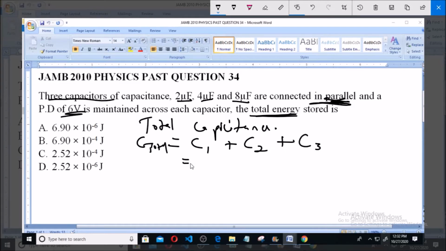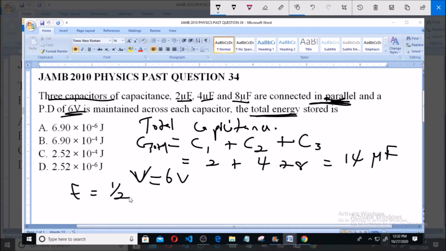So in this case, that is 2 plus 4 plus 8, which is equal to 14 microfarads. The potential difference is 6 volts, let's say V. Now the energy is equal to half CV squared. So now this is equal to 1 over 2 multiplied by 14.